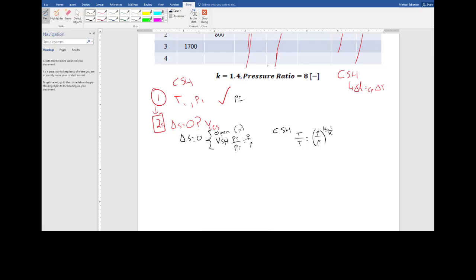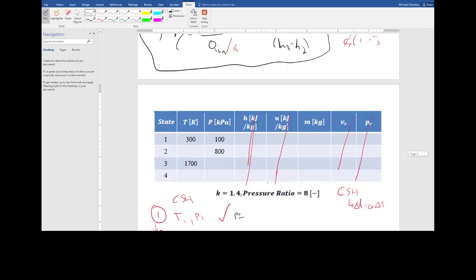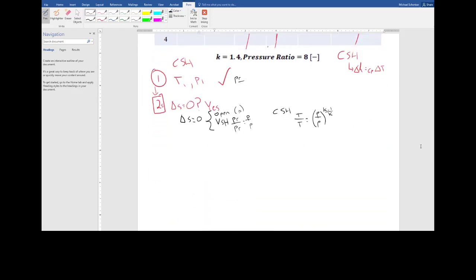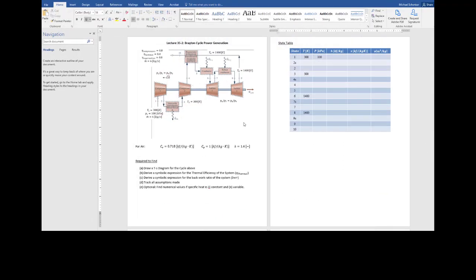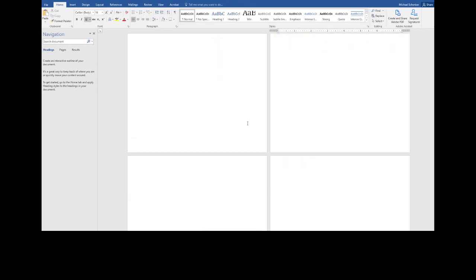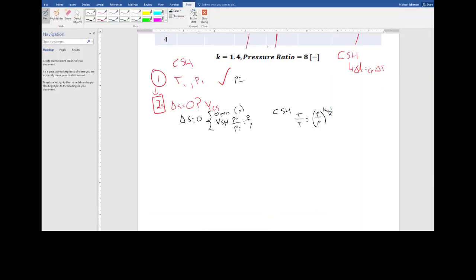Let's see if I put the equations at the bottom here. Sometimes I do that on these. No, but I think I have them in the next problem we're going to do. Unless I deleted them. I believe that this is T2 over T1 is equal to P2 over P1 to the K minus 1 over K. So I can use this equation.